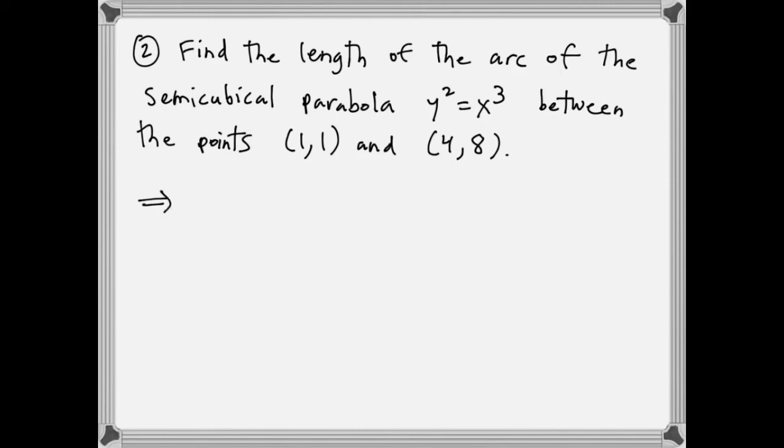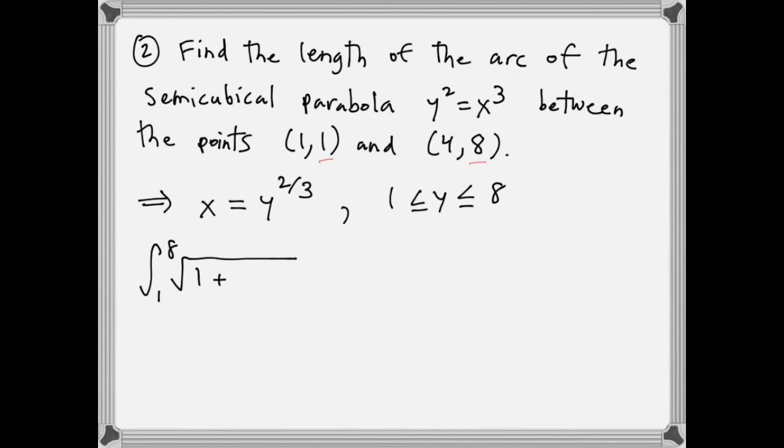So this implies that x is equal to, if I take the cube root of both sides, y to the 2/3. And what's y going from? Y is going to go from 1 to 8, right? I'm just looking at these values because I'm looking at the y values and what they range between. Okay, so let's go ahead and remember our formula. We know that we're going to do the integral from 1 to 8 of the square root of 1 plus g prime of y squared dy.